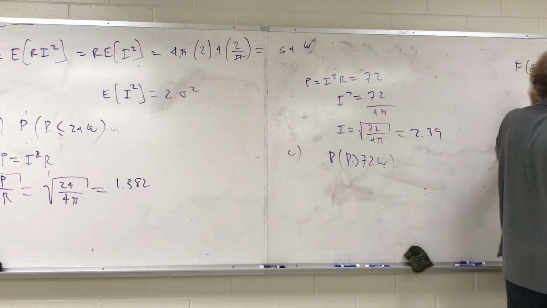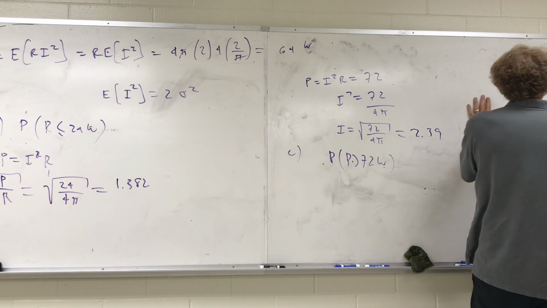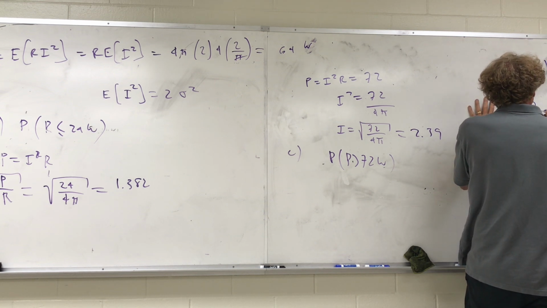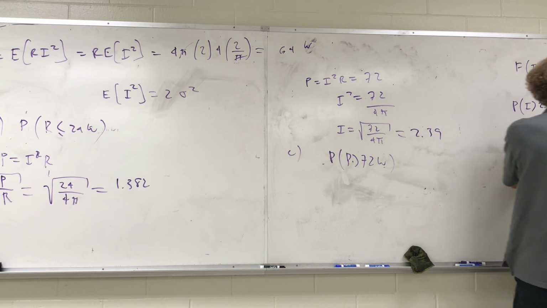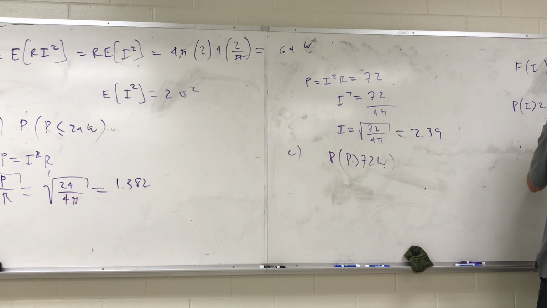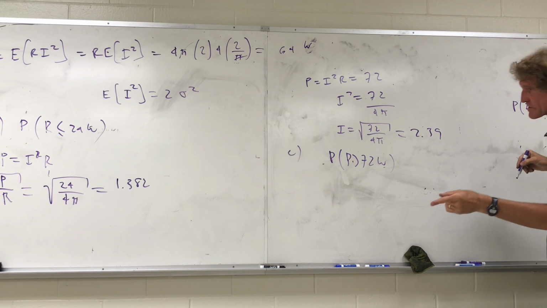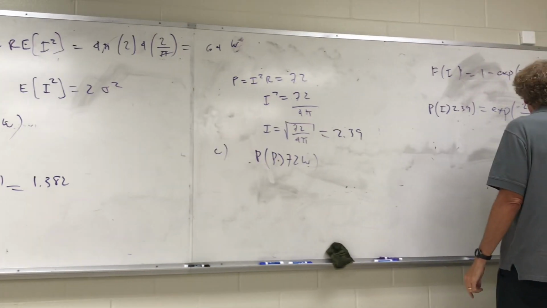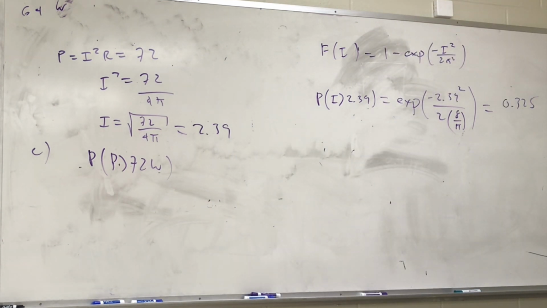Well, the probability if it's greater than that is 1 minus this. It's just the exponential, right? So the probability that I is greater than the value of 2.39 is just equal to exp minus 2.39 squared over 2 times sigma squared, which is going to be 4 times 2 is 8 over pi. There's my answer. So what is that? 0.325? You're going to see something like this in the final, but don't quote me as that exact kind of problem. Something like this. You with me, class?